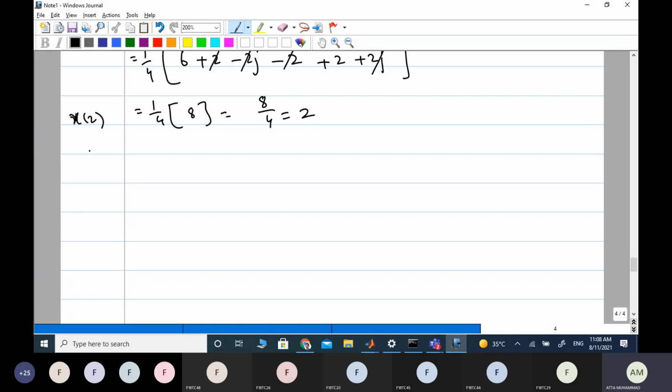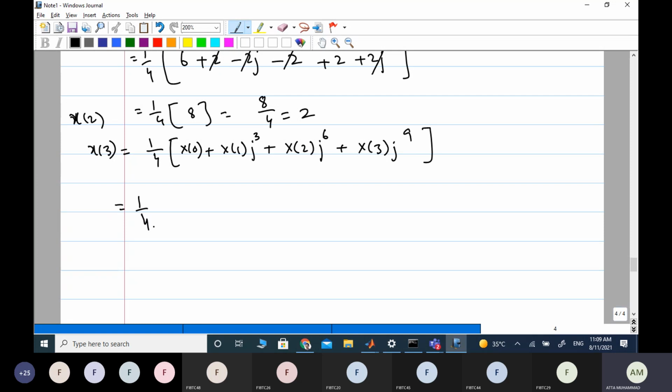Now the last point, x of 3. Now how to compute x of 3? 1 by 4 of x of 0 plus x of 1 j times 3 plus x of 2 j times 2 times 3, that is 6, plus x of 3 j times 3 times 3, that is 9.